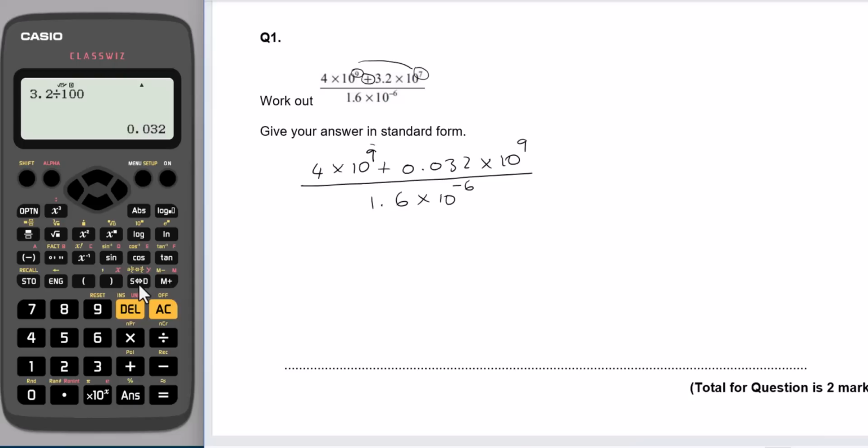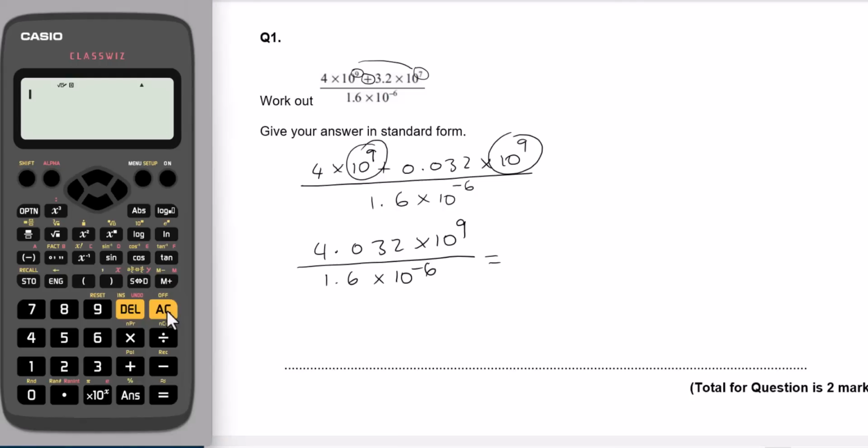Now the power is the same, it's 10 to the power 9, 10 to the power 9, so we can go ahead and add 4 and 0.032. That'll give us 4.032 times 10 to the power of 9. At the bottom we have 1.6 times 10 to the power of minus 6. Now we're dividing 4.032 by 1.6. So let's go ahead and do that.